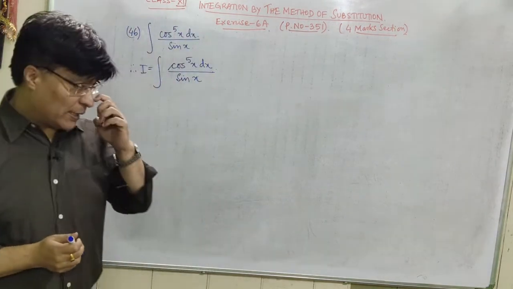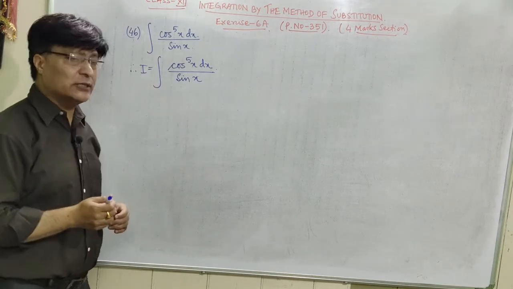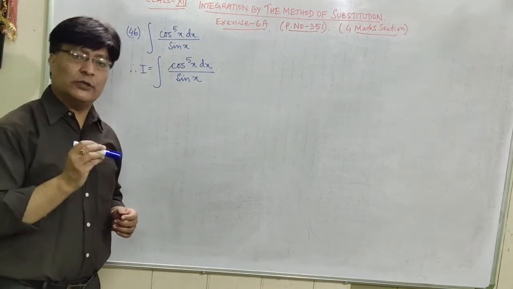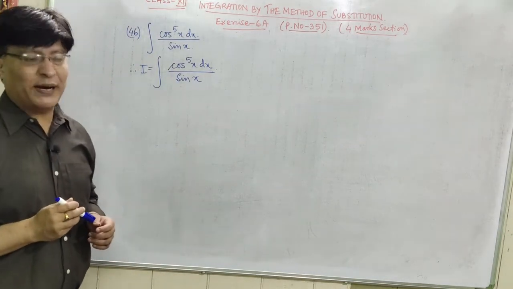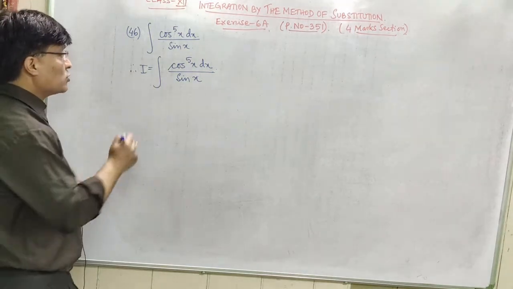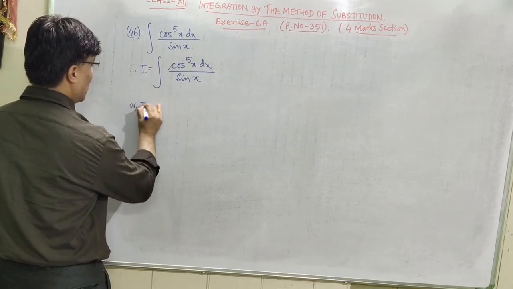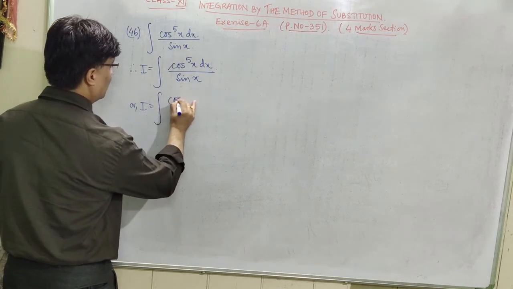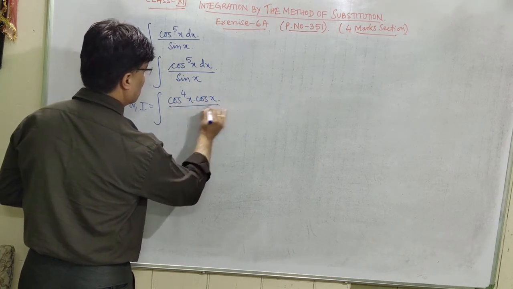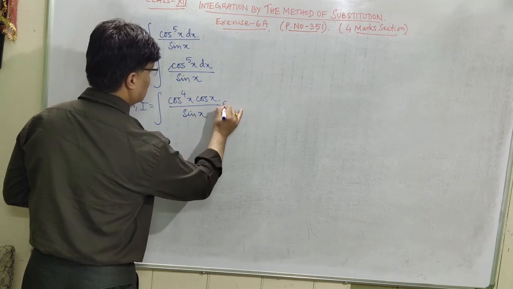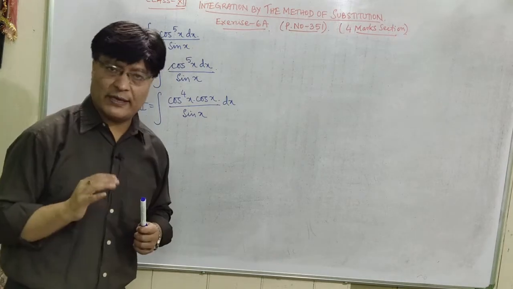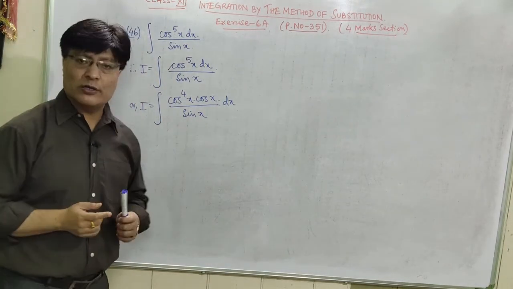In the numerator it is given as cos to the power 5x and in the denominator it is given as sin x. Okay? So if it is odd power given, you can break this odd power by writing it as cos to the power 4x into cos x, right? So I is equal to integration of cos to the power 4x into cos x divided by sin x dx. We can separate cos to the power 5x as cos to the power 4x into cos x.